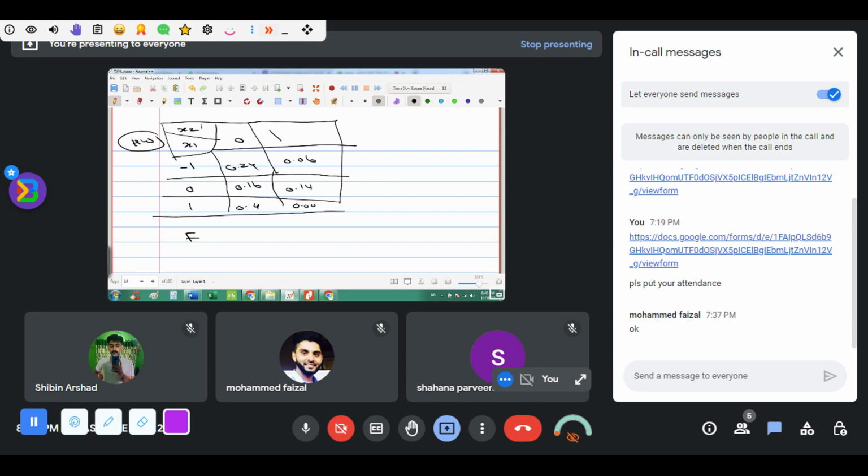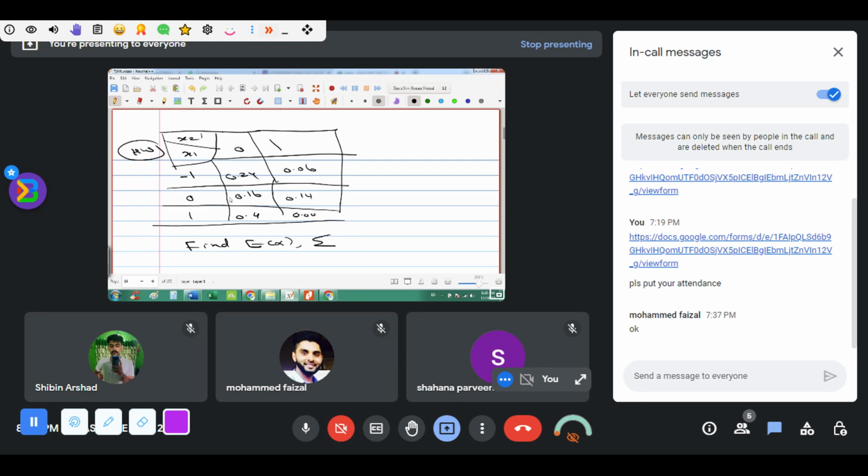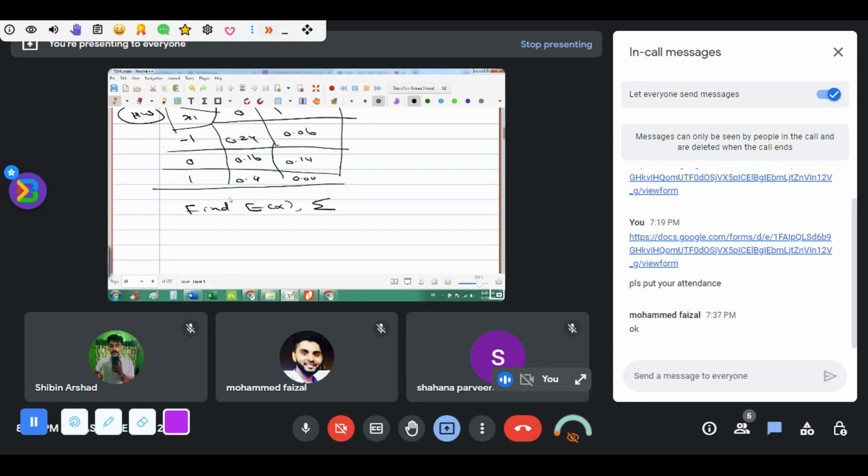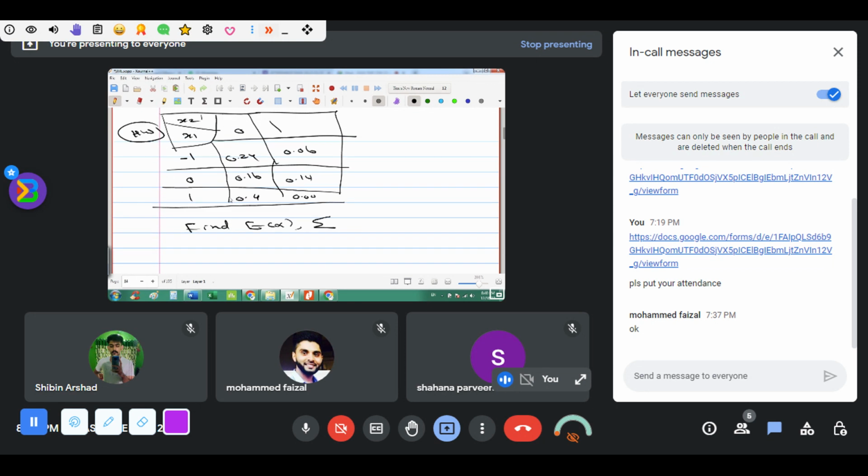Same process: find the mean vector and covariance matrix. It is the same 3 by 2 matrix, so the same calculation as the previous problem. Try it and submit. When should we submit this problem, tomorrow or the day after? Submit it by tomorrow itself, sir.